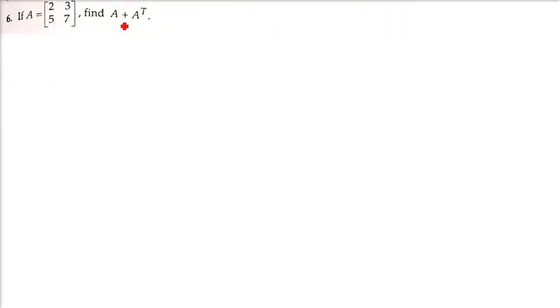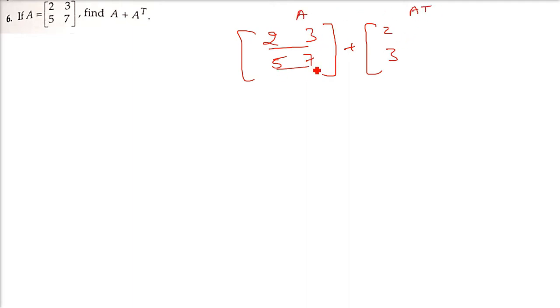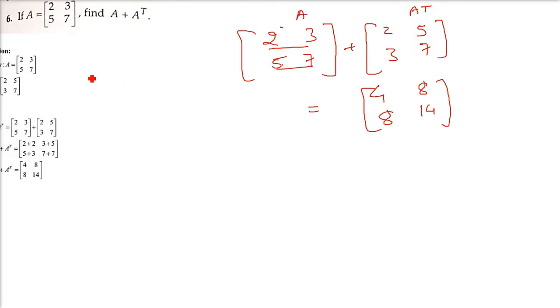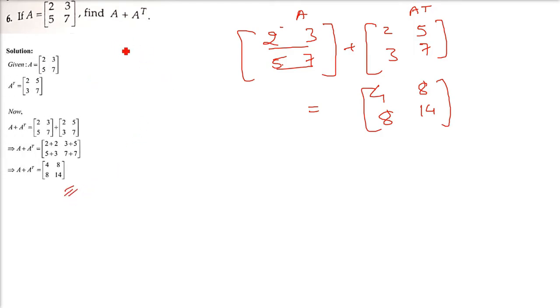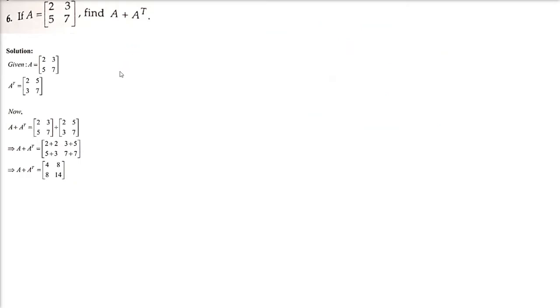Is this? Find A plus A transpose. So this is 2, 3, 5, 7. And we'll take the transpose, that is, we'll change the rows to columns. So 2, 3 will become the first column, and 5, 7 will become the second column. So the second one is the A transpose. 5, 7, just write it here. Now just add these two. 2 plus 2 is 4. 3 plus 5 is 8. 5 plus 3, 8. And 7 plus 7, 14. Right? So this is your final answer. Transpose is changing row to column and column to row like that.